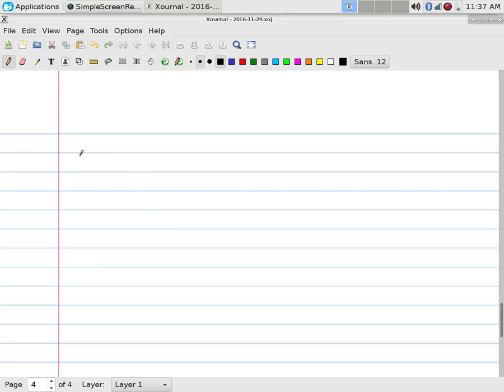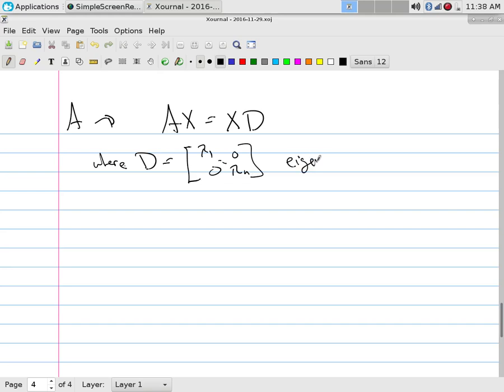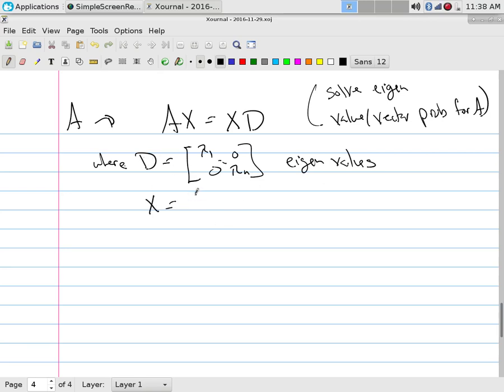Now, so we have A. A can become this, AX equals XD, where D is made up of the eigenvalues lambda 1 to lambda n, right? So this becomes: solve the eigenvalue vector problem for A. We can stuff the D's here. We can stuff the X's here, which is X1, X2, up to Xn, where each of these are the associated vectors with those particular values. If this is true, this particular thing happens.